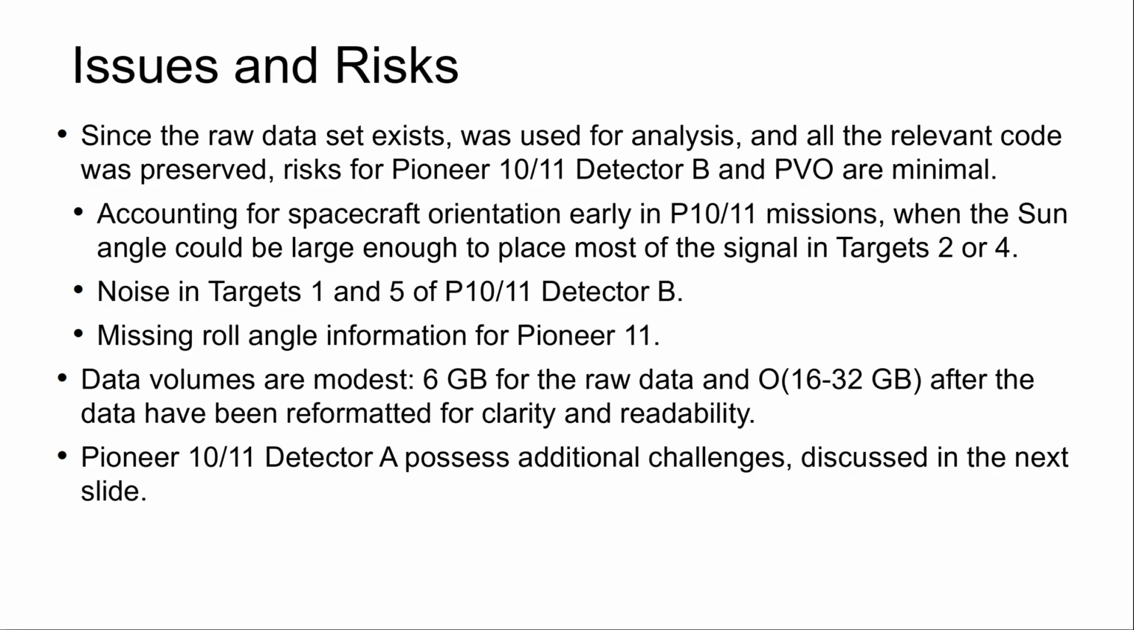There's noise in the outer targets, targets 1 and 5, for Pioneer 10 and 11 Detector B, which has to be characterized. Roll angle information for Pioneer 11 was lost. For some reason, it wasn't transferred during one of the transfers from one form of media to the other. You can work around this. You can infer roll angle information from magnetometer data, but that's just the reality we have to deal with.